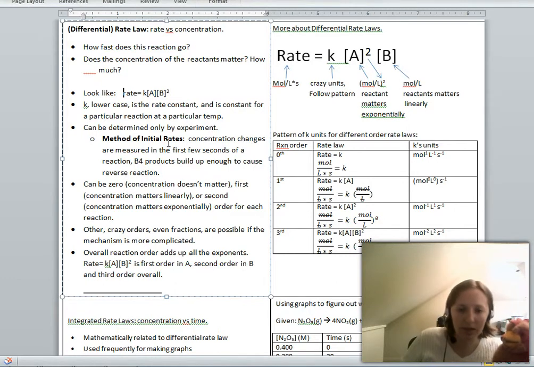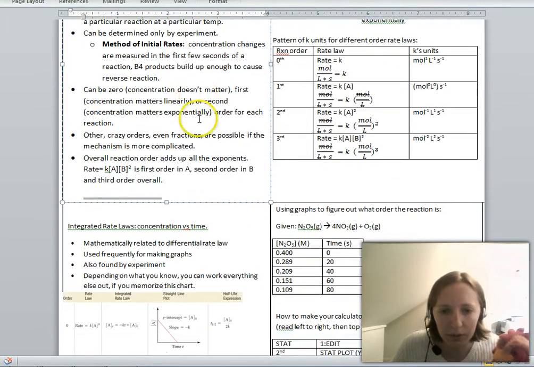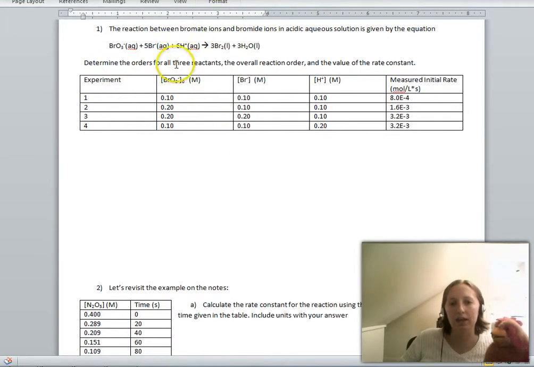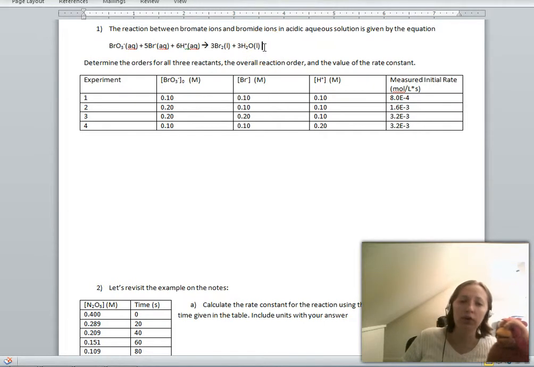So let me flip over here to the back of this page of notes. This is what a method of initial rates problem is going to look like. They'll give you the reaction itself. You've got bromate and bromide and protons reacting together to give you elemental bromine and water. And so you're wondering, is the bromate really important for the rate, or is it the bromide, or is it the protons?